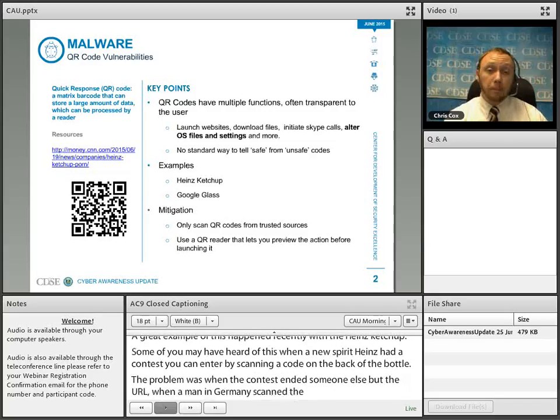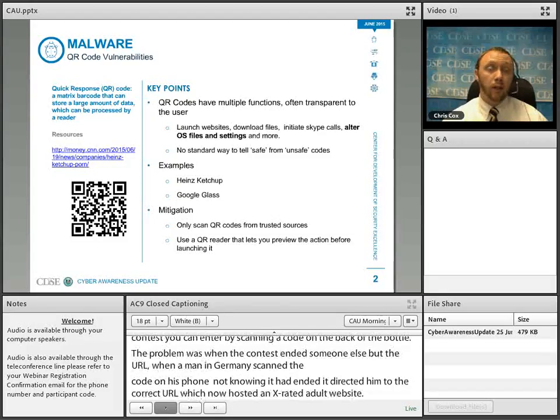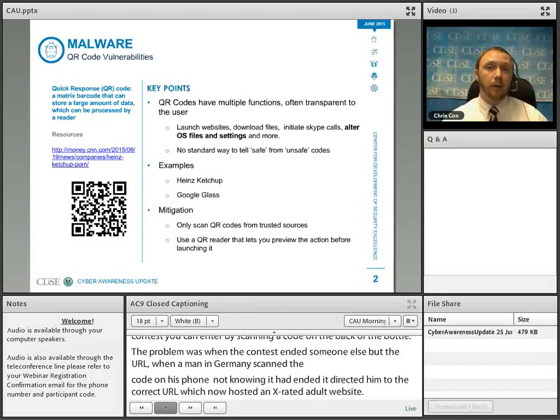Although that can be embarrassing, the code itself could just as easily have redirected to a site that contained malware and could have compromised the system. And that really highlights the problem with QR codes. They're more or less permanent once they're printed or published.